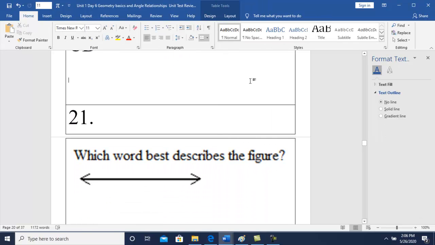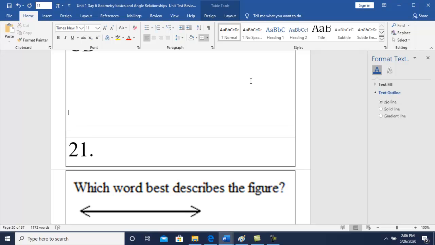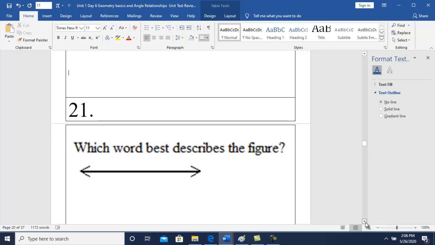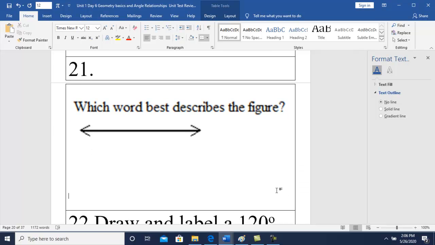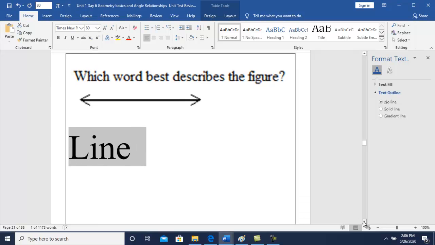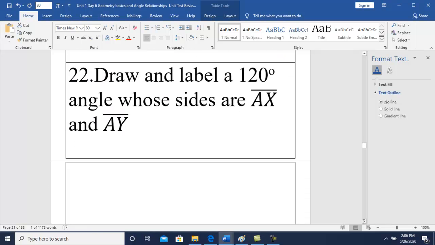Okay, 21. The question is asking what word best describes this figure. This is a line. The reason why it's a line is that, by definition, it has two arrows. Okay, 22, we're going to draw and label.